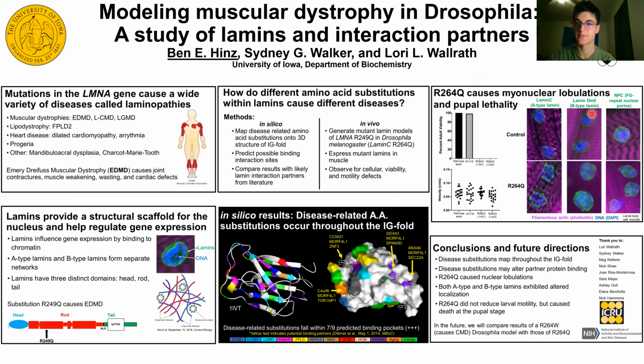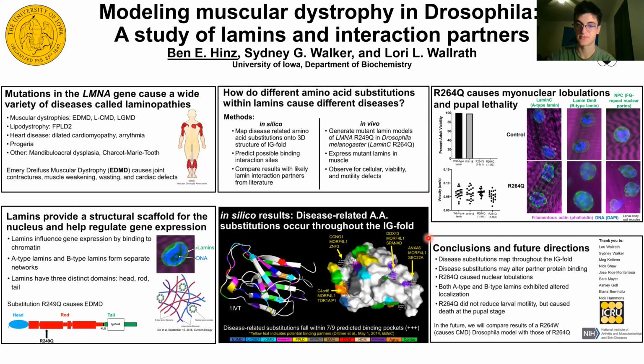We also looked at B-type lamins, which also exhibit abnormal localization, but not nearly to the degree of these A-type lamins. And we looked at the nuclear pore complex, which exhibits mislocalization patterns similar to that of the B-type lamins. Although R264Q caused complete pupal lethality, we did not observe any significant defects in larval motility.